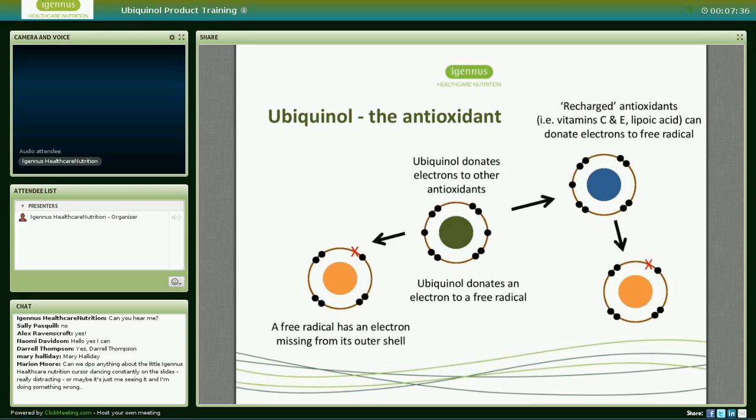So ubiquinol donates its electrons to free radicals and therefore stabilizes those. But not only is it an antioxidant itself, it's actually involved in the recharging of other antioxidants within the body, such as vitamin C, vitamin E, and lipoic acid. So not only is it an antioxidant itself, but it's involved in the regeneration of other antioxidants.